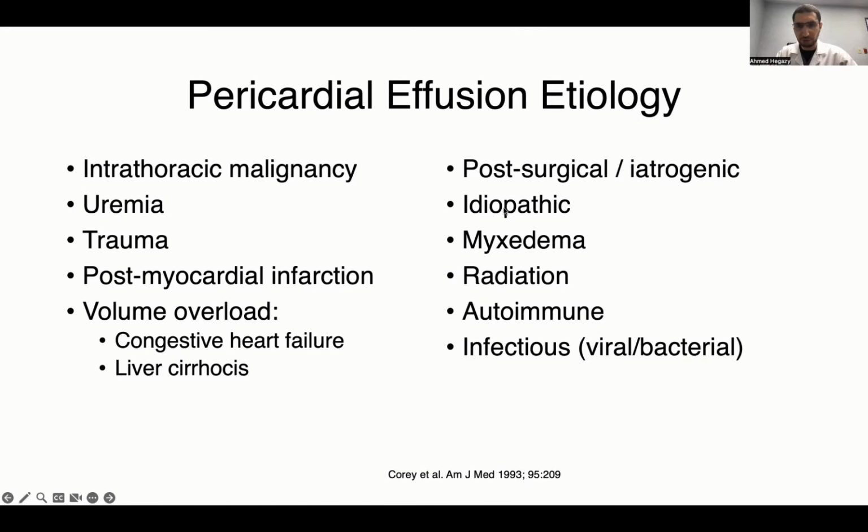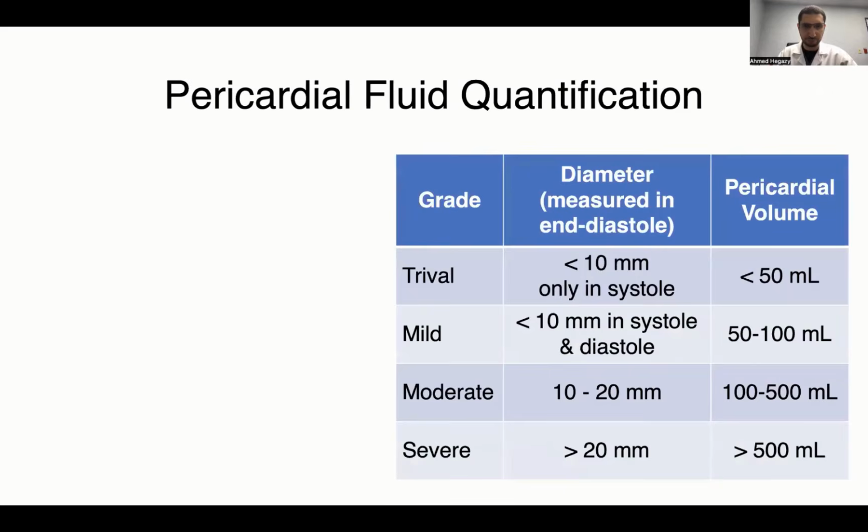There are pericardial effusions that will be idiopathic with no real cause. Myxedema, radiation therapy, autoimmune diseases, and some infections, viral and bacterial, can give you pericardial effusions as well.